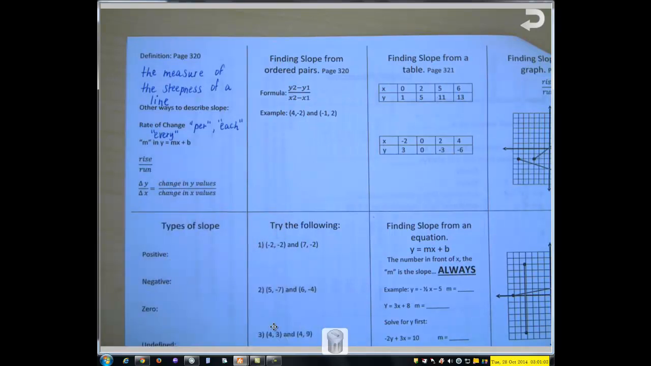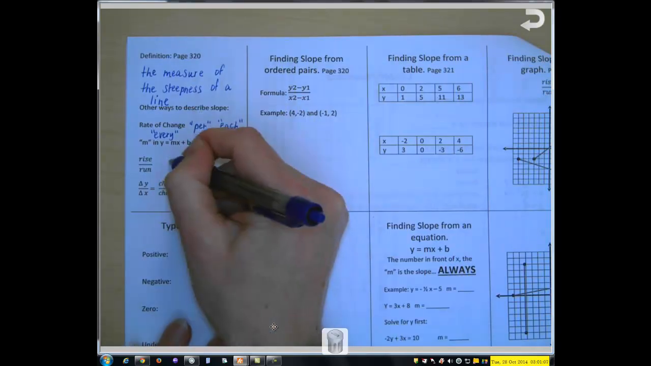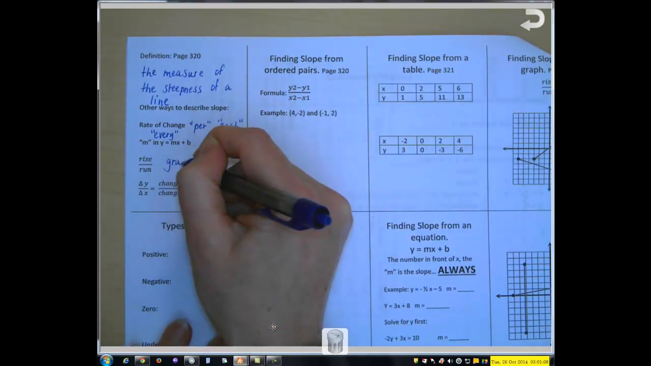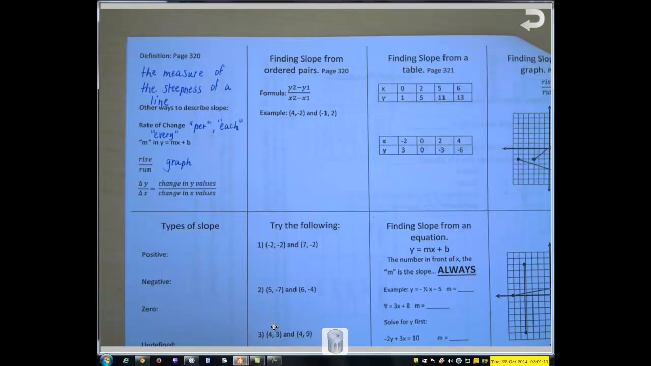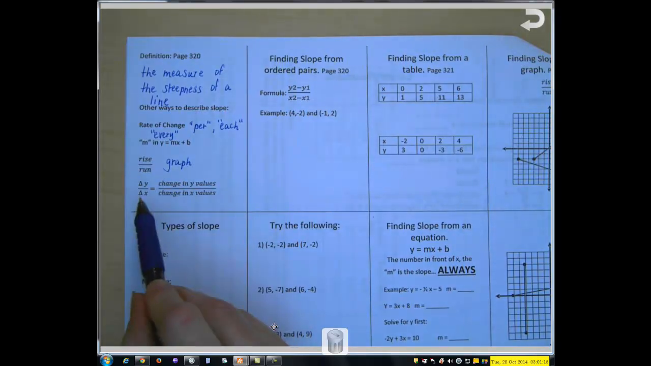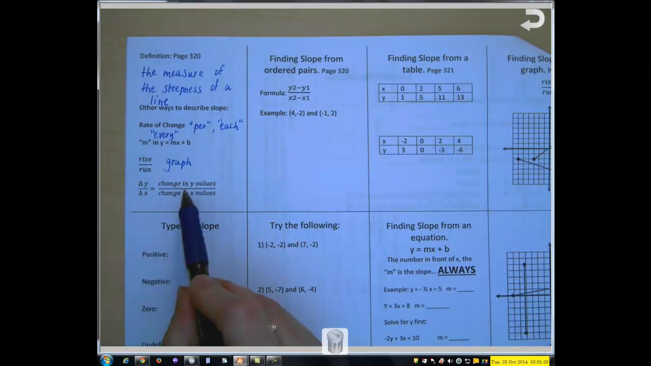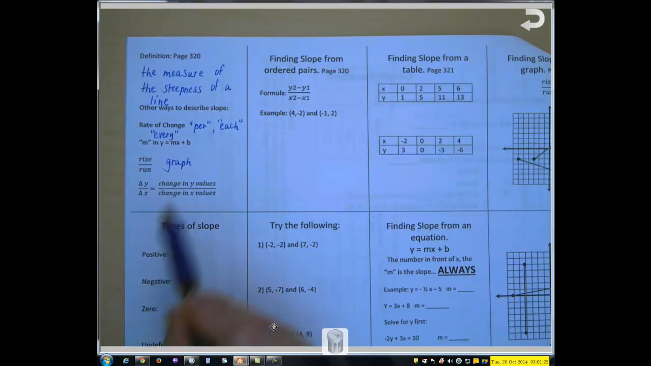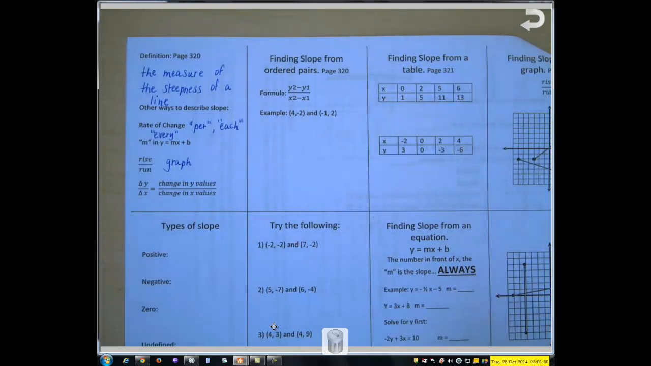It's the number in front of x. On a graph, it's the rise over the run. And then it is also known as delta y over delta x, the change in y values divided by the change in x values. And we're going to be looking at several different types of situations and how do we find slope in each of the situations.